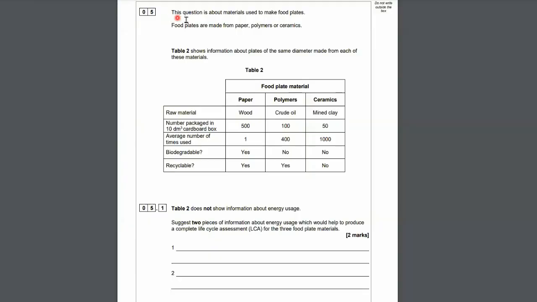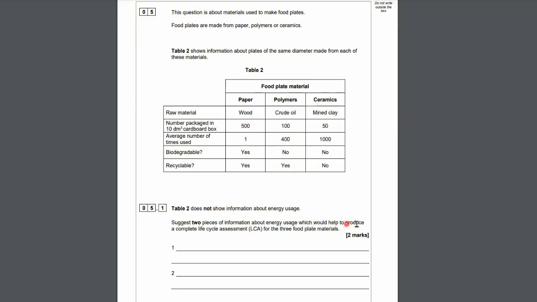This question is about materials used to make food plates. Food plates are made from paper, polymers, or ceramics. Table 2 shows the information about the plates of the same diameter made from each of these materials. So for paper, it tells us it's made of wood. You can get 500 in a box. You can only use it once. It's biodegradable and recyclable. And then you've got the polymers from crude oil, 100 in a box, but you can use each one 400 times.